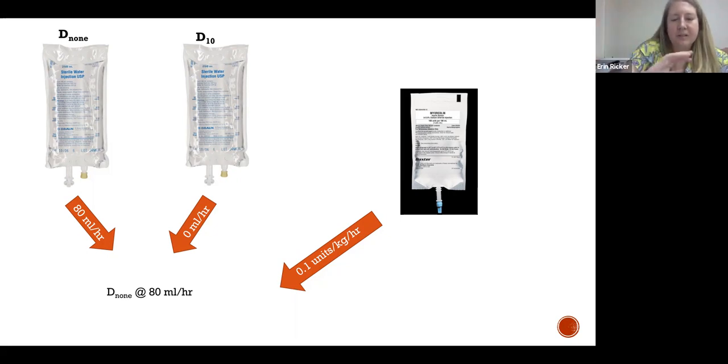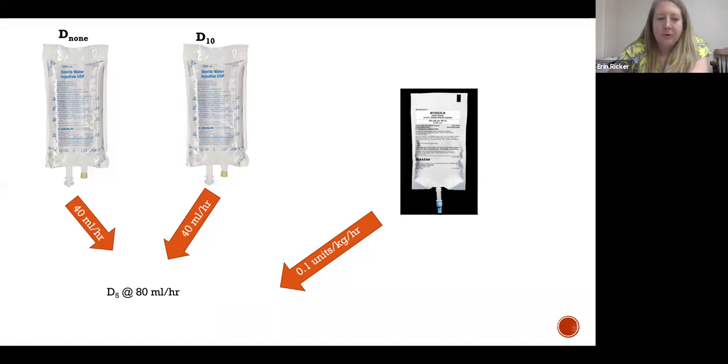So when our patient comes in, they have hyperglycemia, let's say their glucose is 400, you're going to want them to get no dextrose. So all of my component will be in that D none bag of fluid. So that will run at 80 mLs an hour for our patient, while our D10 component will run at 0 mLs per hour.